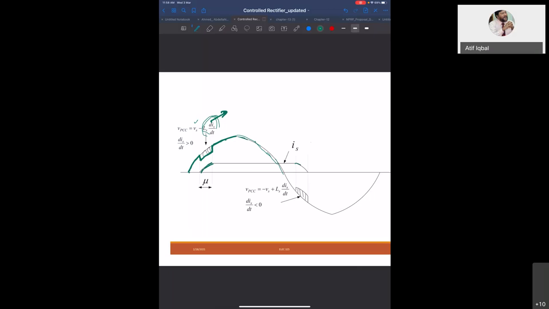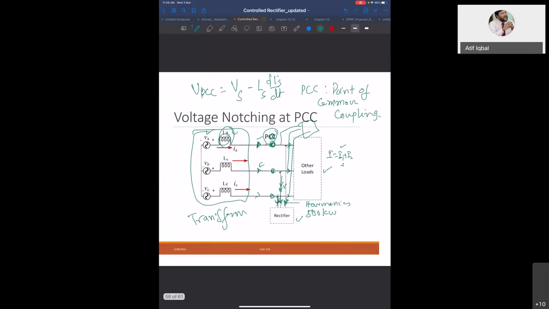Similarly, when the current drops slowly, the voltage at the point of common coupling will be Vs plus Ls dis by dt. So you will see that there will be another notch here. Your voltage will be like this. This kind of voltage you will see because of the source inductance, and that is coming from the transformer.